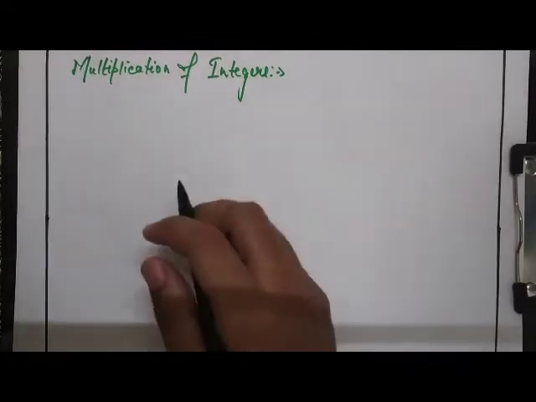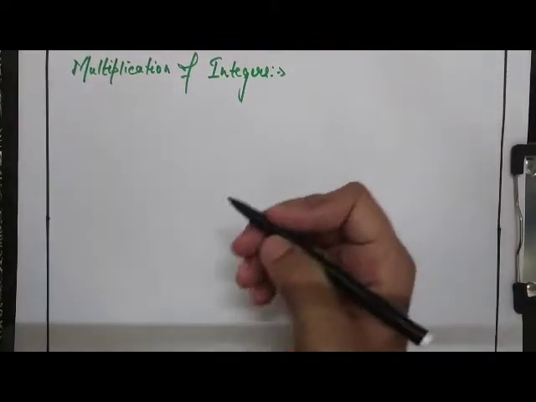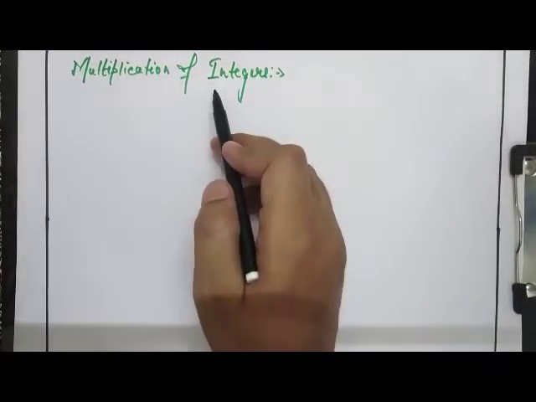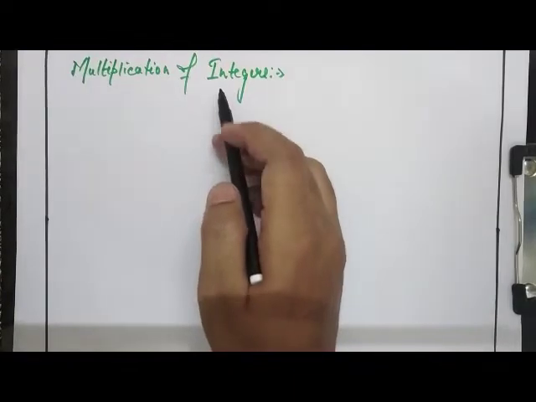Now once we have understood what integers are, we are going to study the multiplication of integers. We are going to study it by taking some examples.